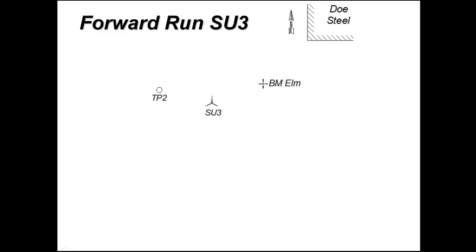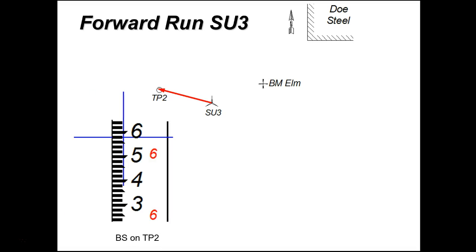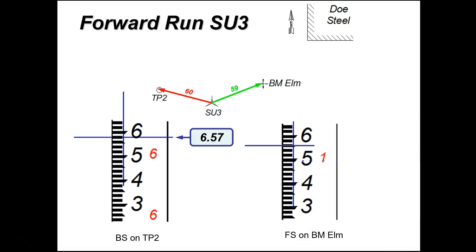Now we're ready to pick up the instrument and move it again. So now we're at setup 3. Okay, we're almost to that benchmark elm. We do our back sight on turning point 2. We get a reading of 6.57. We pace it. We pace to the next turning point, which happens to be our benchmark of our elm. We pace that. We look at a foresight onto our elm, and we get a value of 1.55 feet.